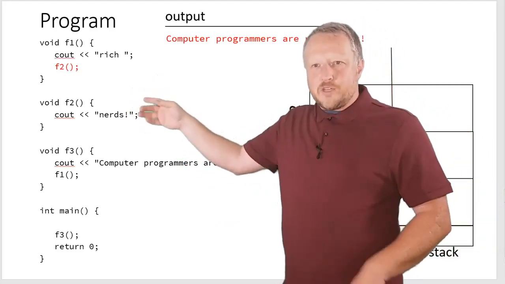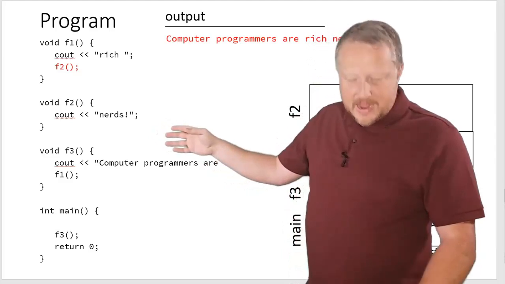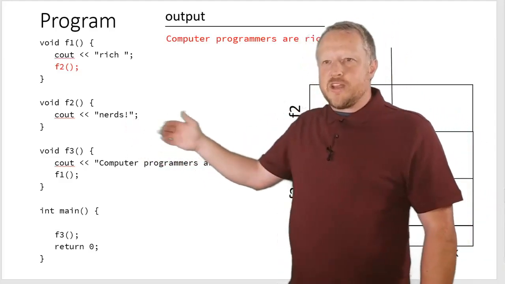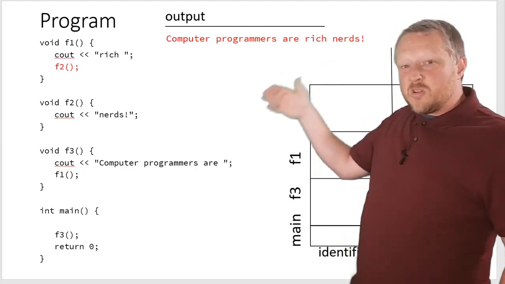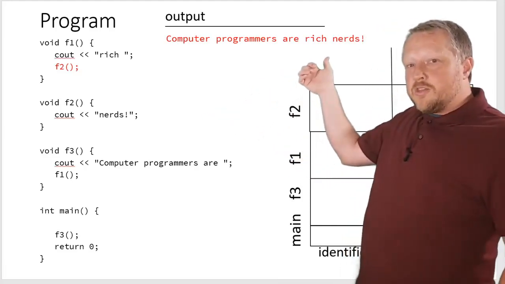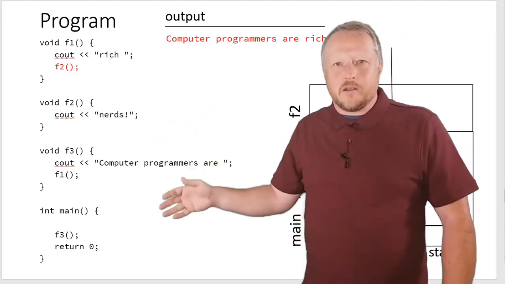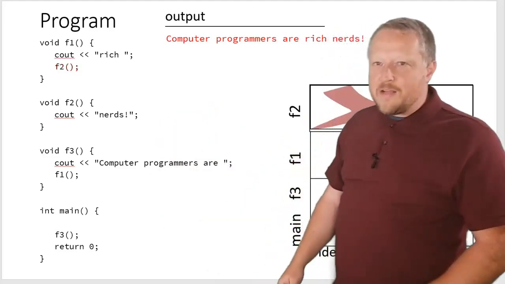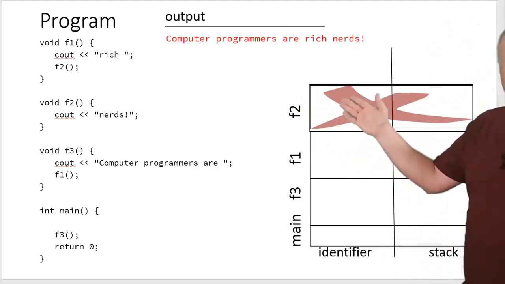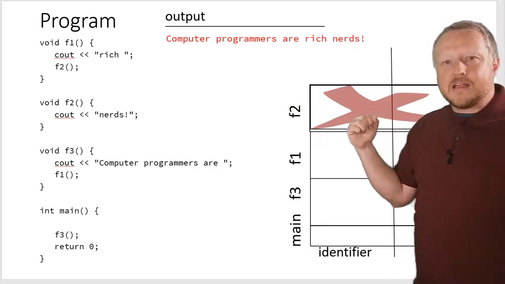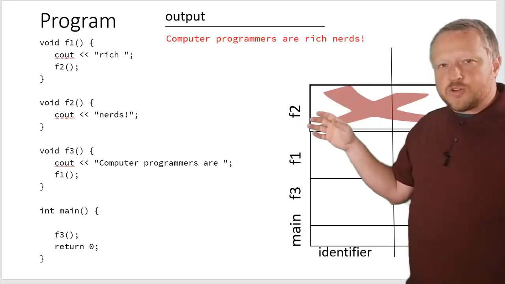So at F2, we're going to go ahead and add it to the stack here, and then we just cout "Rich". Well, actually, we're really just spitting out nerds. And there it is. Now here's the good news: F2 is done. There's no more calls after this, so F2 is going to go ahead and die on the vine, as I'll call it, but it gets removed from the top of the stack. That memory is then reused for something else.